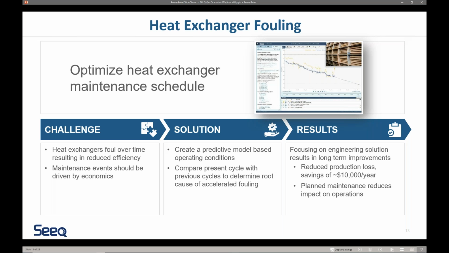Our result is that we are able to do this risk-based maintenance. It allows us to reduce production losses, contributing to savings in the tens of thousands per year, and really allows us to plan optimally when we do that maintenance.